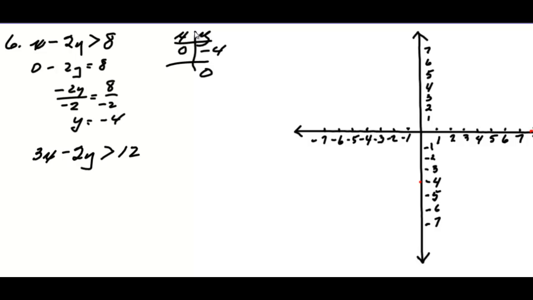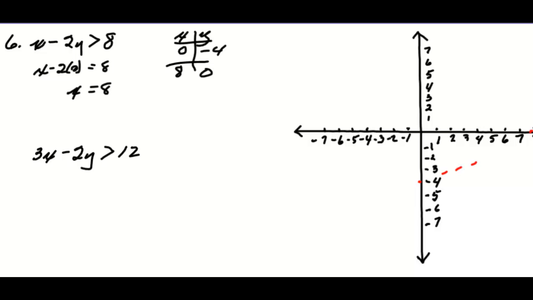And for the second part, when we do this, we'll have x minus 2 times 0 is equal to 8, so x is equal to 8. So now our corresponding points are 0 and negative 4, which is down here, and then we have 8 and 0, which is clear over here on the right, and we would have a straight line. I'm just going to sort of freehand that. And notice it's dotted, and that's because this is greater than, but not greater than or equal to.